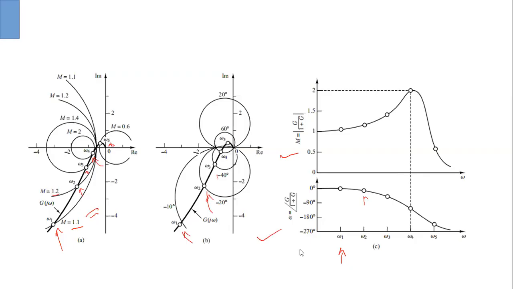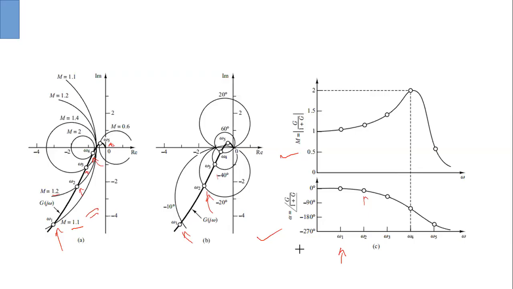So from this M and N circle and the open loop frequency response, we can figure out the magnitude and the phase of our closed loop transfer function. But remember, this is for unity feedback systems only. So for a non-unity feedback system, what should be the approach?